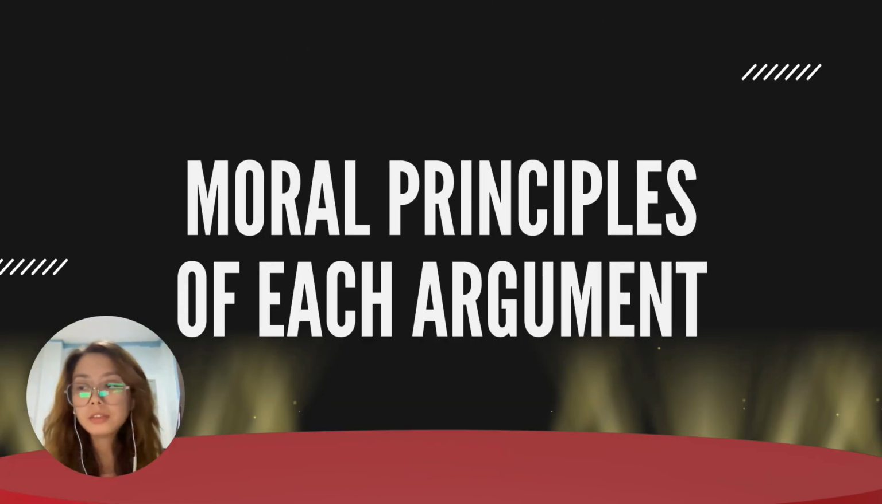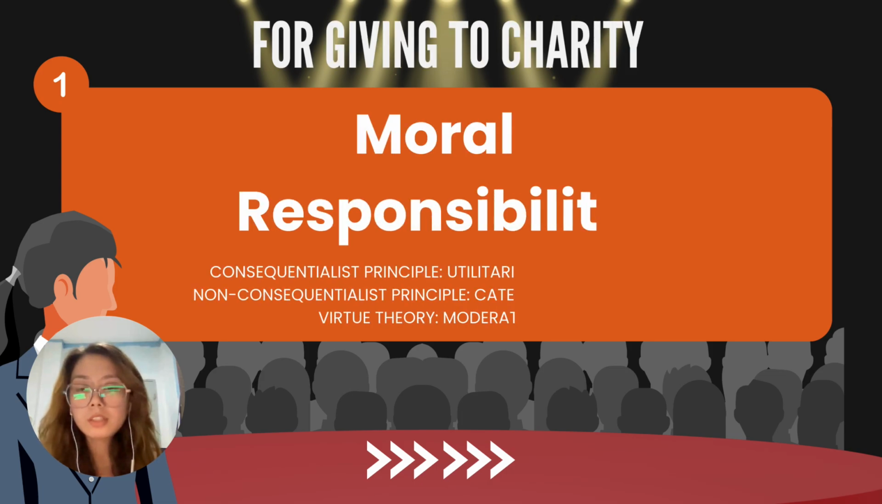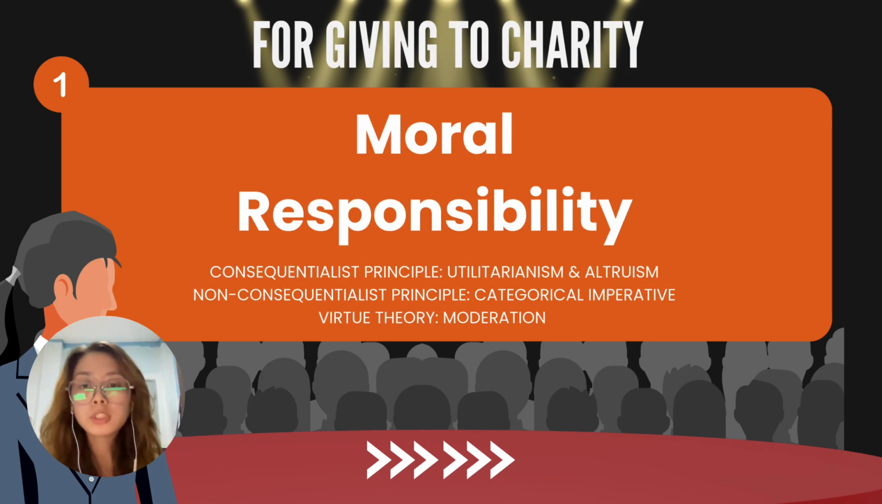Now, let's talk about the moral principles that each side of the debate explicitly or implicitly uses and how it uses such principles to justify its position. So, the first one for giving to charity is moral responsibility. The perspective of utilitarianism under the consequentialist principle maximizes happiness and minimizes suffering. This is evident in the focus on alleviating immediate needs and improving quality of life, while altruism prioritizes the well-being of others over self-interest. This is demonstrated by the emphasis on helping those in need regardless of personal gain.